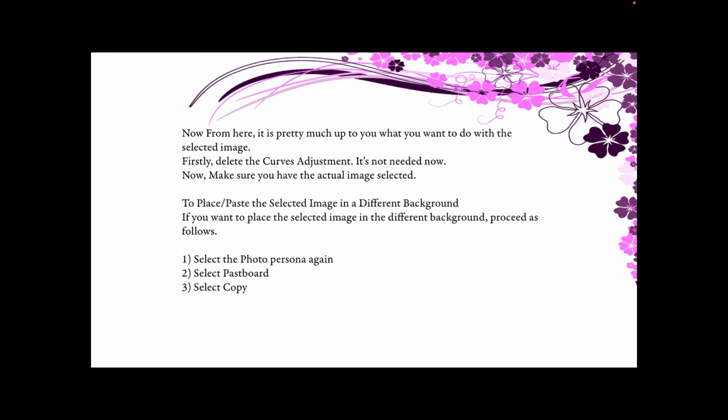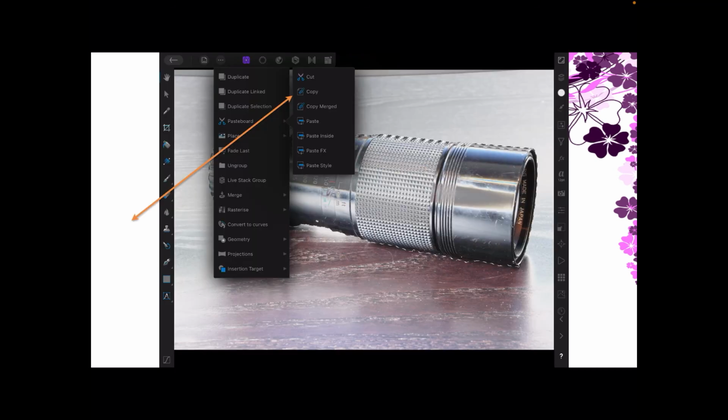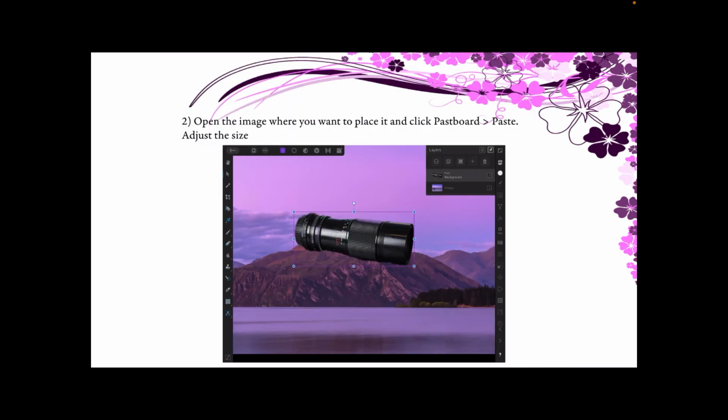To place or paste the selected image in a different background is one option. If you want to place the selected image in the different background, proceed as follows. Select the photo persona again, select pasteboard, and select copy. And you can see what I've got there. Pasteboard and then copy. Open the image where you want to place it, that the copy that is, and click pasteboard and paste.